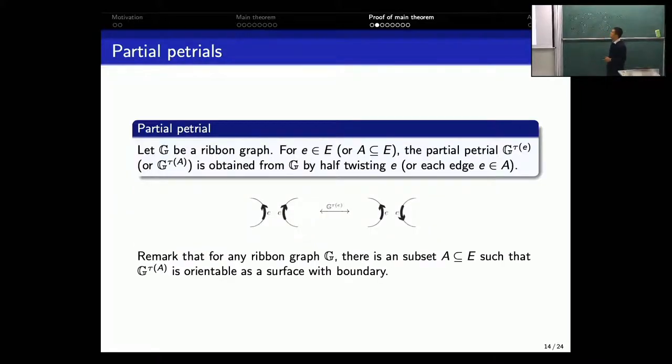So, to step two, I have to define something. There is an operation called partial Petrie dual. That picture is not good, so I will give another one. A partial Petrie dual is just giving a half twist on edges.